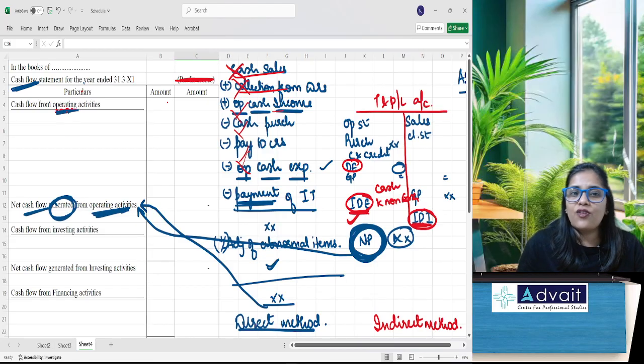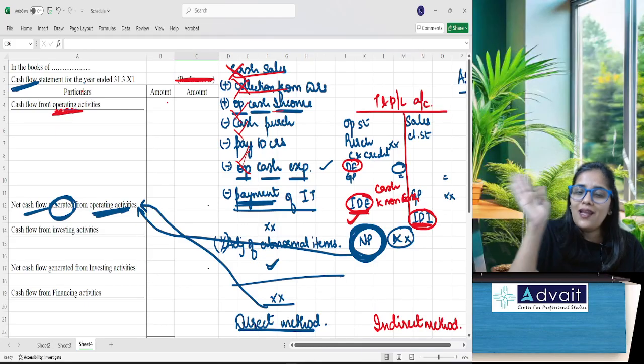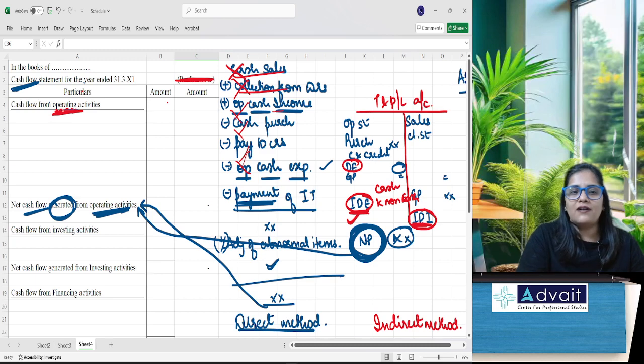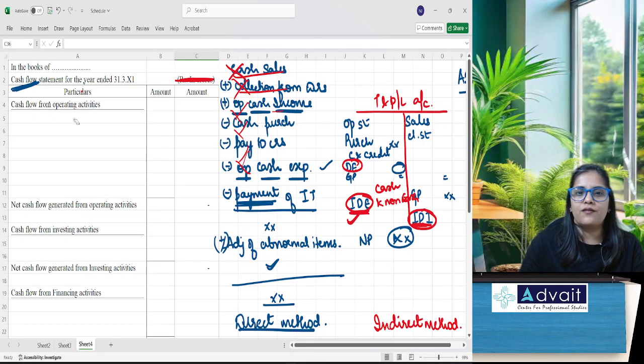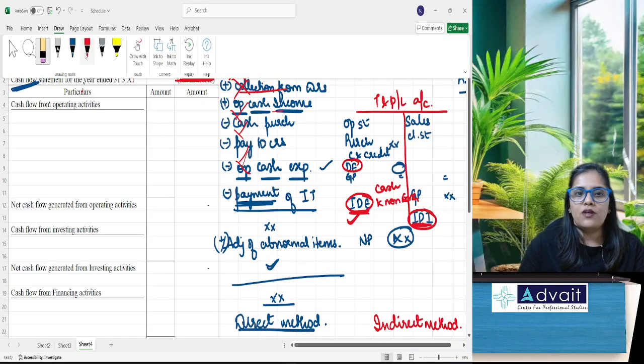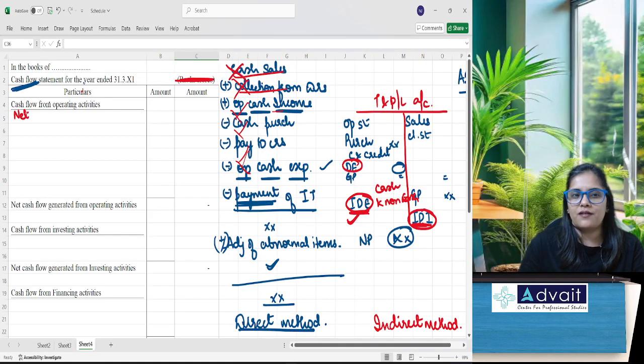Whereas to find cash flow from operating activities, I need only operating activities items. Correct? Then what do we do? We follow the indirect method approach, which is also very, very easy. Now pay attention. How do we do it? We start with net profit.